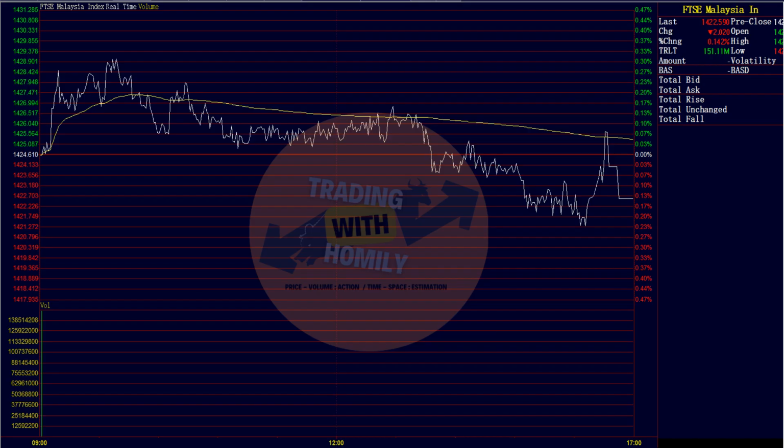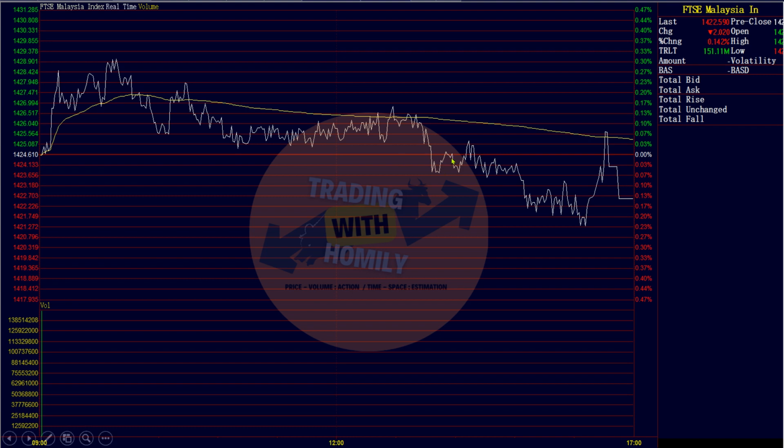First, we look at the tick chart of the KLCI for Friday. Today we can see that in the morning the market went up, but after that the price crashed down, especially before the market close. The price dropped very fast, right?